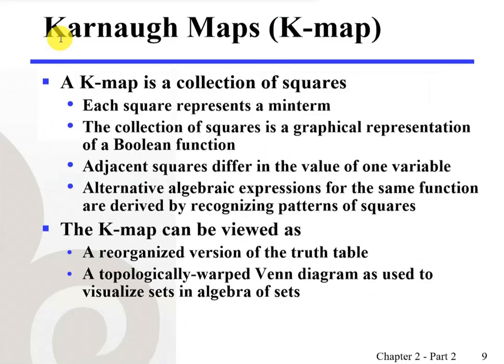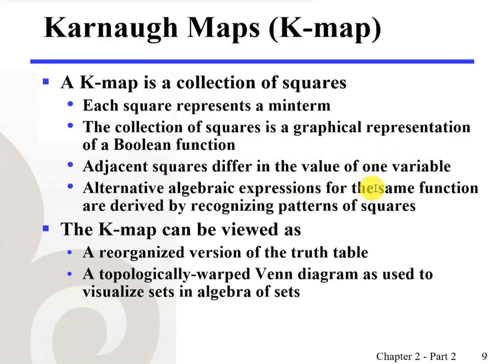Before moving into the examples, let me provide some details of what a K-map, or Karnaugh map, is. A K-map is a collection of squares, as we will see shortly, where each square represents a minterm. So the minterm will be one of the key terms that we'll be using in constructing a K-map. And the collection of squares is actually the graphical representation of a Boolean function. Another characteristic of a K-map is that adjacent squares differ in the value of one variable. We will see it.